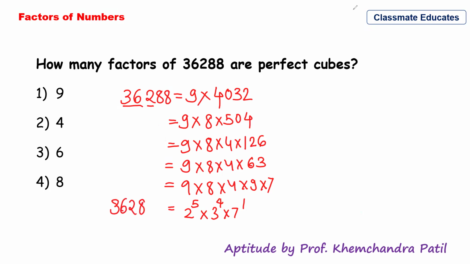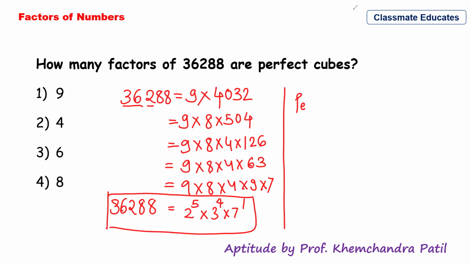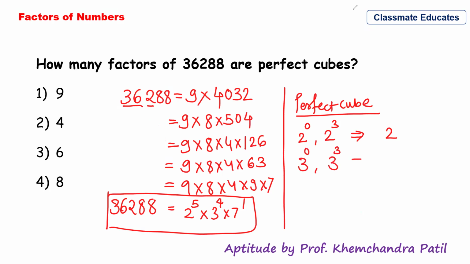These are the prime factors. This is the prime factorization of 36,288. Now we want the numbers which are perfect cubes. Now if it is a perfect cube, I want powers 0, 3, 6 like that. So which powers of 2 are allowed here? 2 raised to 0, 2 raised to 3. So there are two powers of 2. Now which powers of 3? 3 raised to 0, 3 raised to 3. That is allowed. So that is 2 powers. And which of 7? 7 raised to 0. That is 1 power.